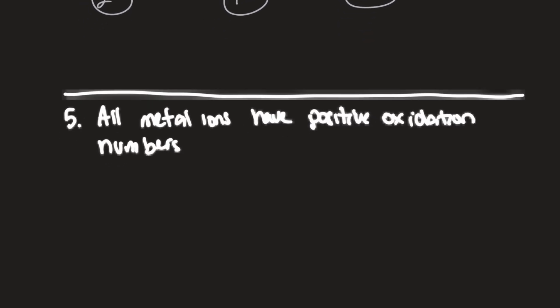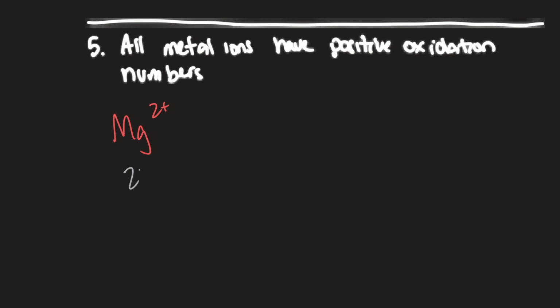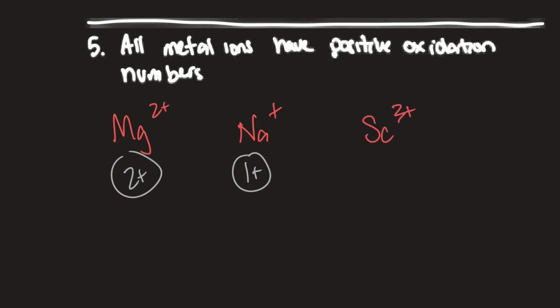Now moving on to the next point. All metal ions have positive oxidation numbers. What I mean by this is, if we're talking about different metals that tend to become ions, like magnesium, which tends to have a +2 charge, its oxidation number is also +2. Sodium tends to have a +1 charge, and its oxidation number is also +1. Sometimes scandium has a +3 charge. Well, guess what?